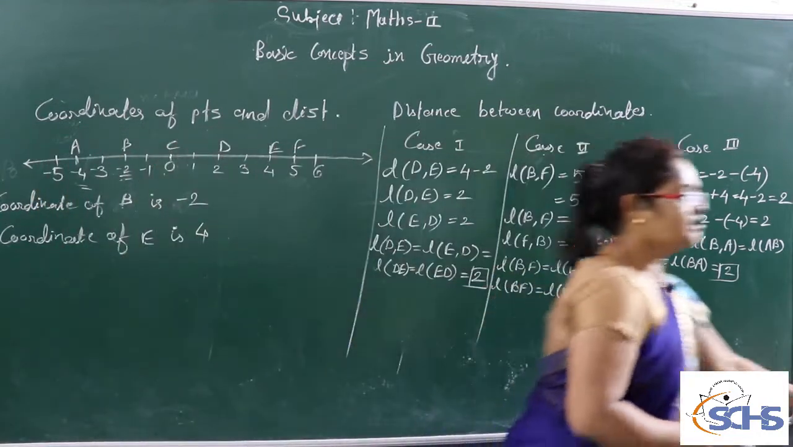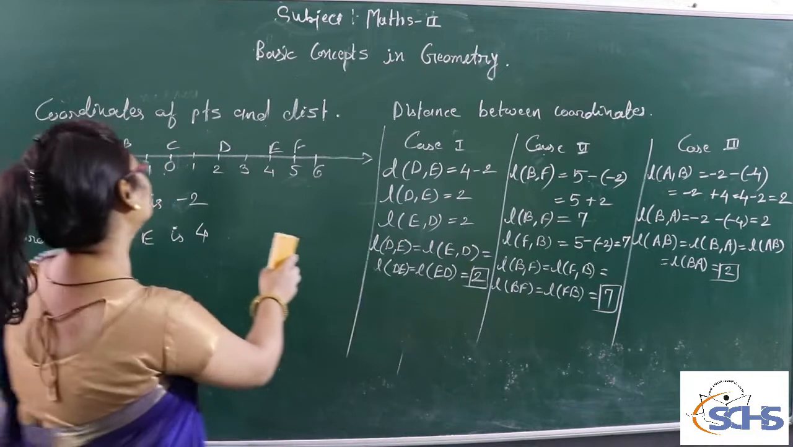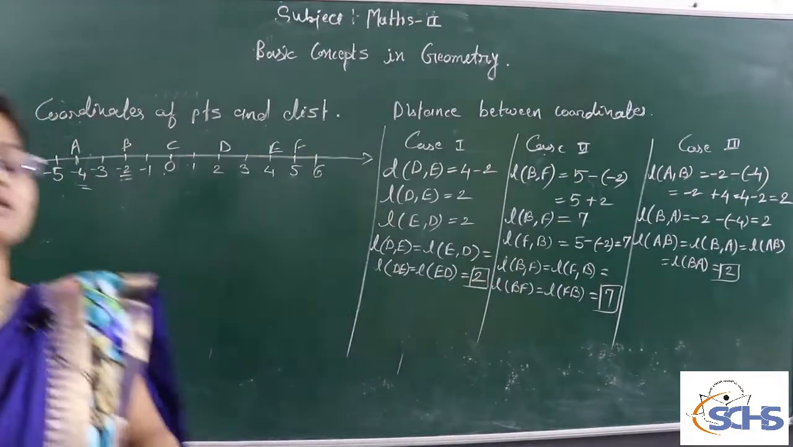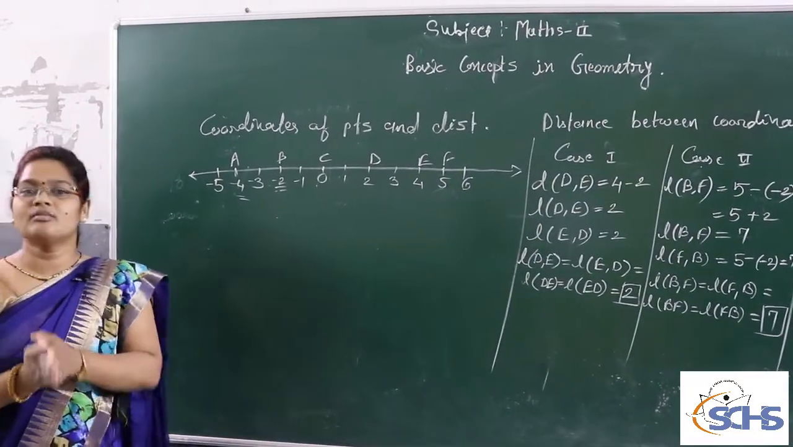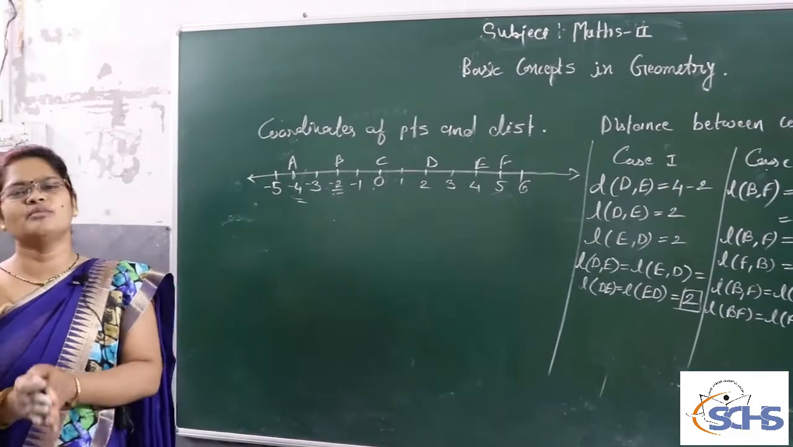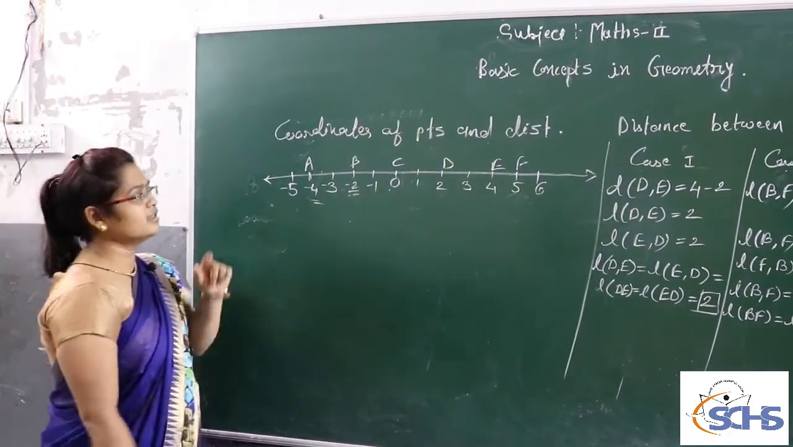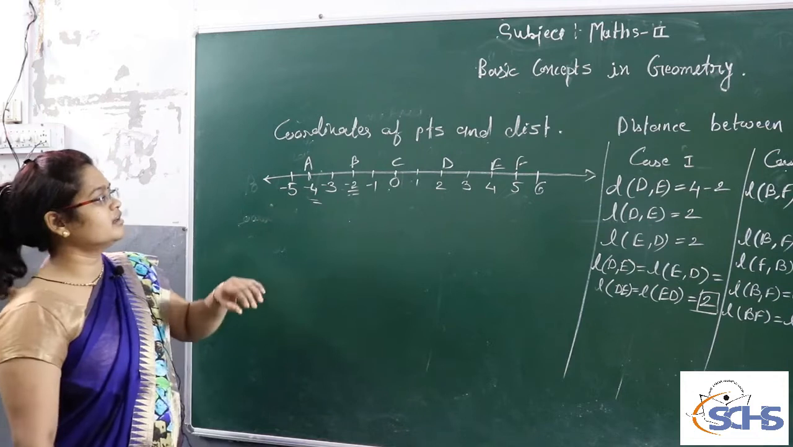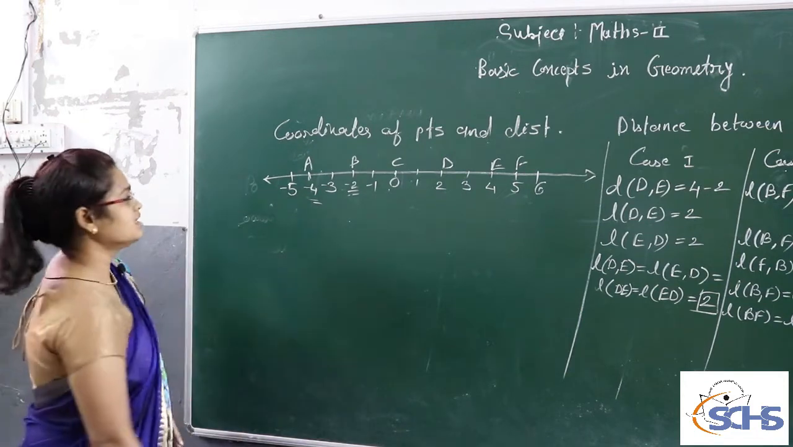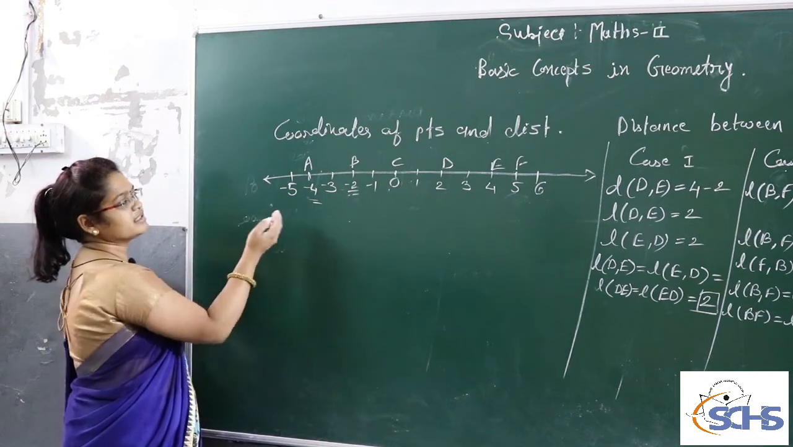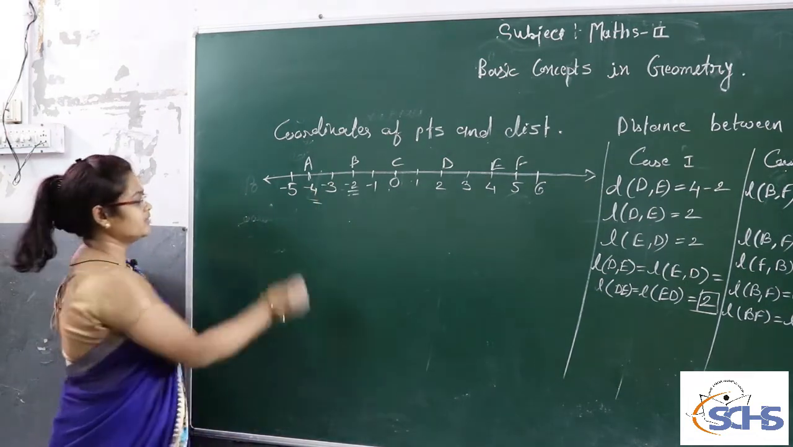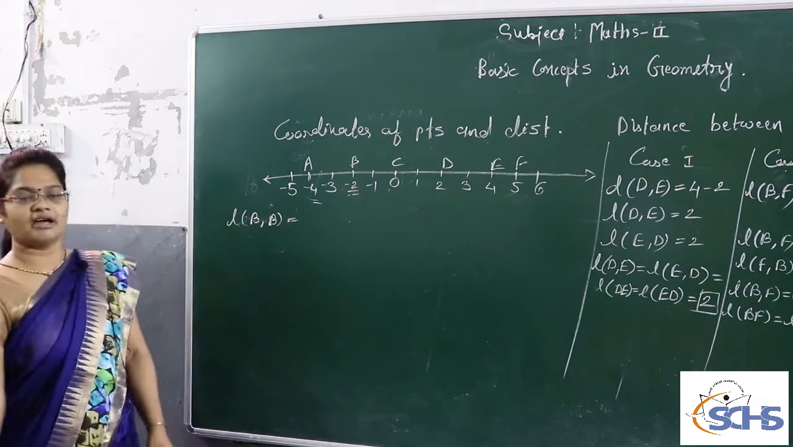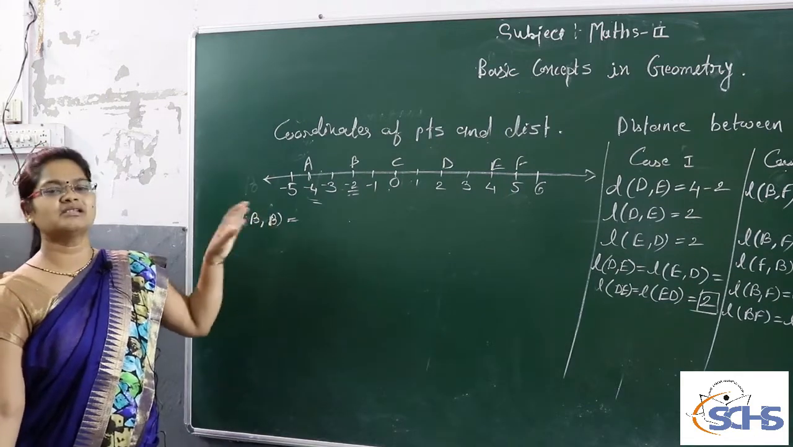Whenever we have to find out the distance between any two coordinates, it is always a positive number, or we can also say it is always a positive integer. Okay, second thing, now we will find the distance between the same point. If we have to find out the distance between two same points, we will take the same point as B. It means we have to find length of B comma B, the distance between B and B. It means the same point.